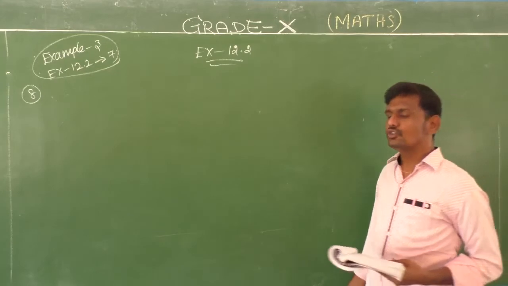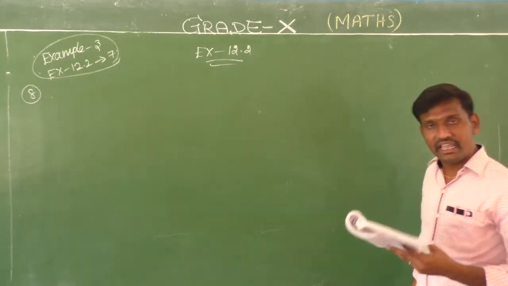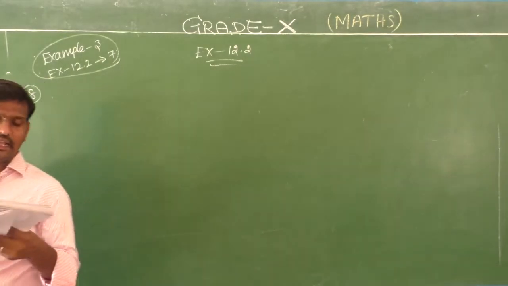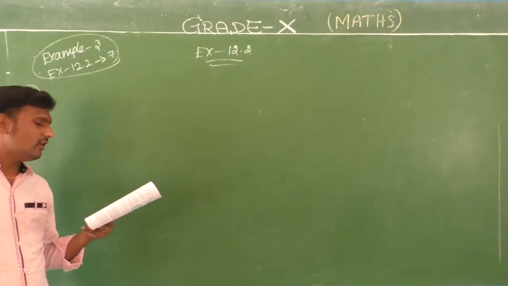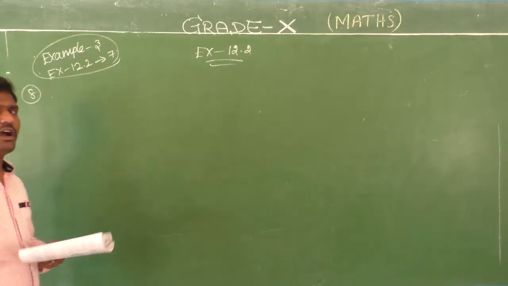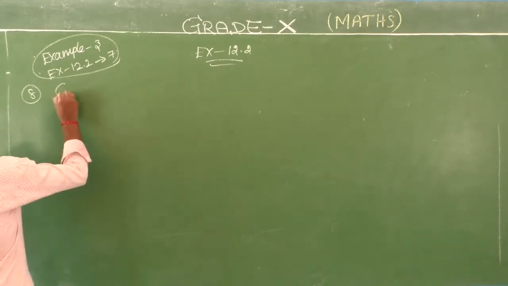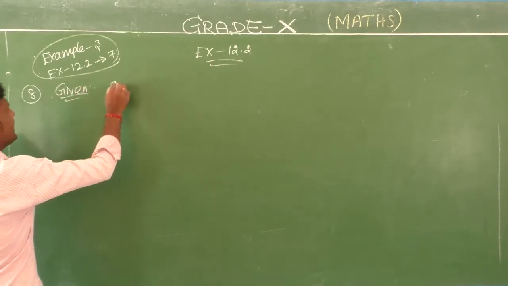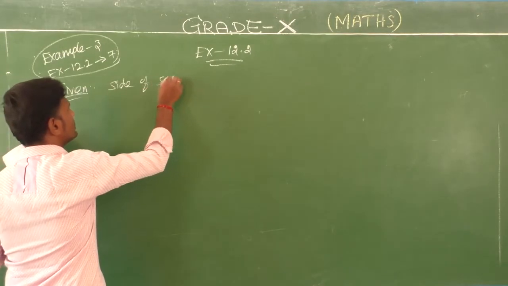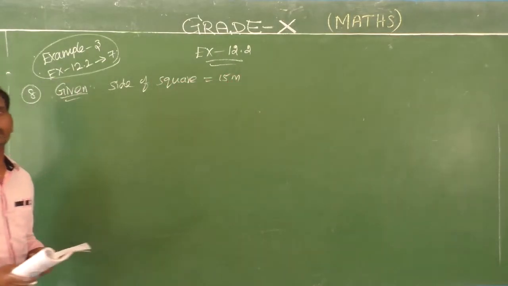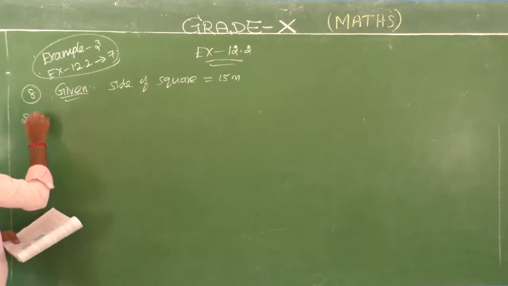Yes, students. So I am reading question number 8. A horse is tied to a peg at one corner of a square-shaped grass field of side 15 meters. Yes, students. So the side of the square is equal to 15 meters. Now coming to the solution.